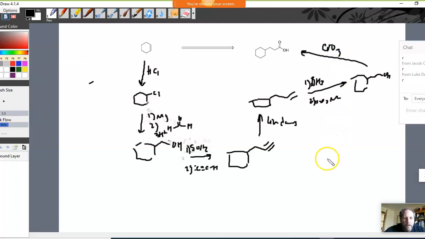Okay. The other way is you could have the triple bond here. Lindlar's, anti-Markovnikov, and then make it into that alkyl halide. So it's the same type of thing, except it's reversed. So Lindlar's, I'm not going to write it all down. Anti-Markovnikov, 2 anti-Markovnikov, and then 3, turn it into the chloride or bromide or something.